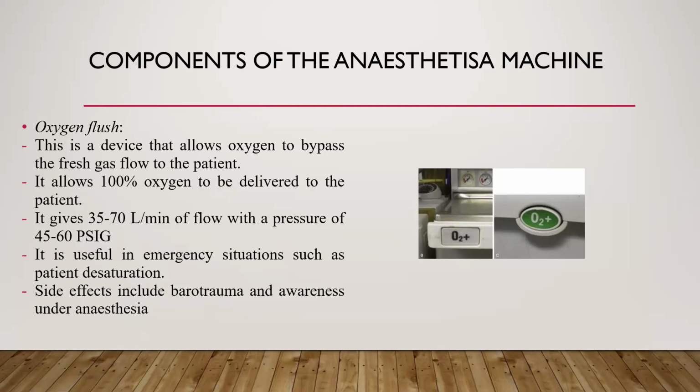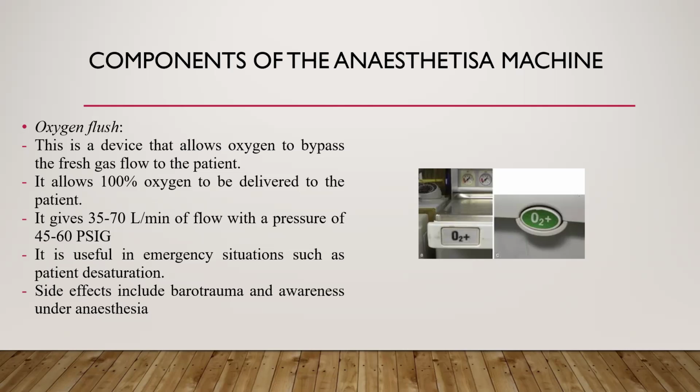Because this oxygen flush device allows oxygen to bypass fresh gas flow to the patient, the patient receives 100% oxygen, and it can deliver as high as 35 to 70 liters per minute of flow with a pressure of 45 to 60 psi. And this is important. A lot of times we use it during an emergency when the patient is desaturated.